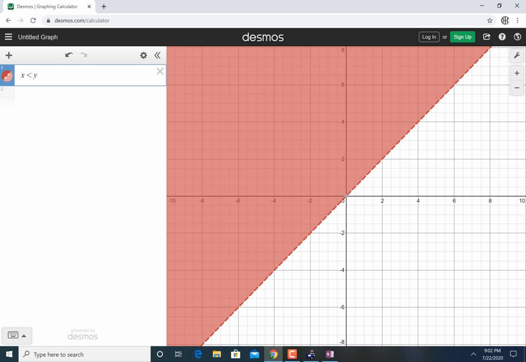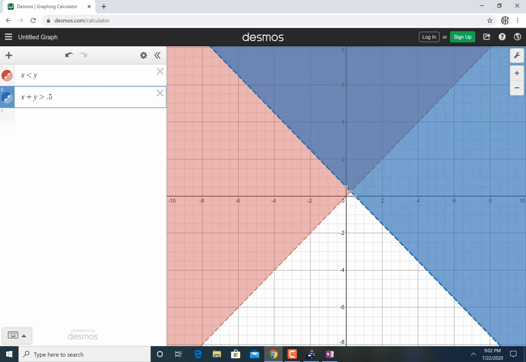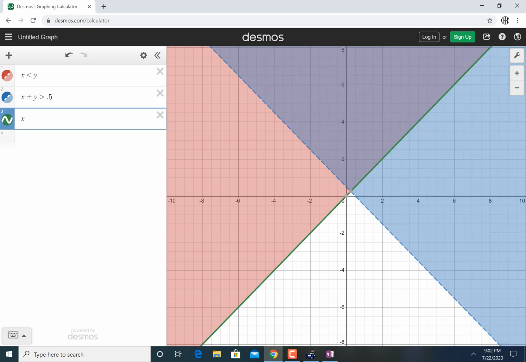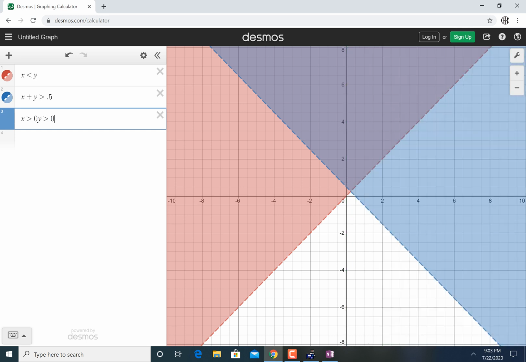And then we're also going to graph the x plus y needs to be bigger than 0.5. Bam. And where do they overlap? They overlap up there where they overlap. Except, of course, what do we know? Well, we know that x is bigger than 0. And we know that y is bigger than 0 as well. Although I guess I could show that. I could show that as well. Sure, why not? There.